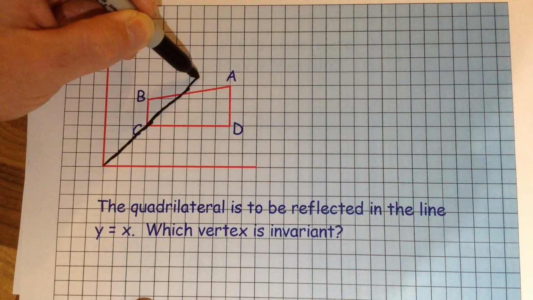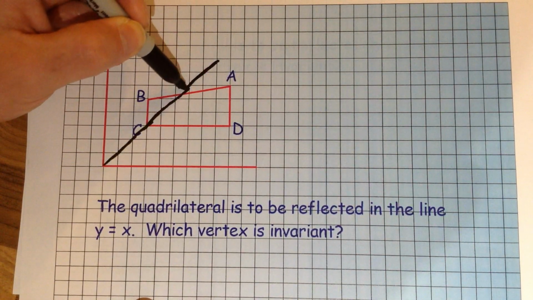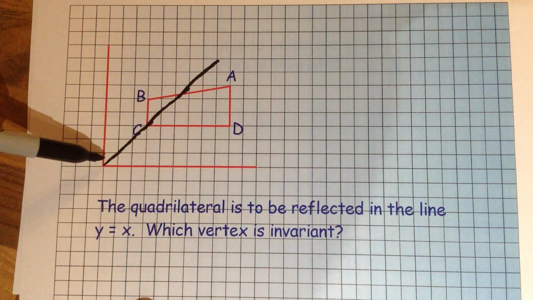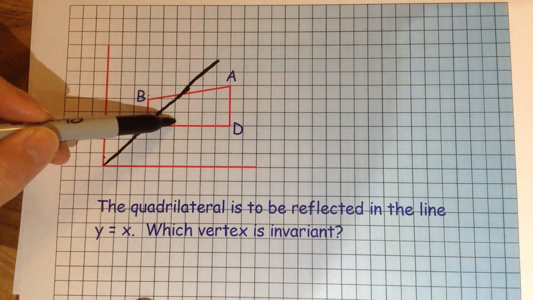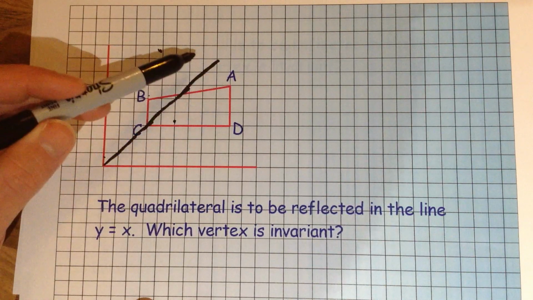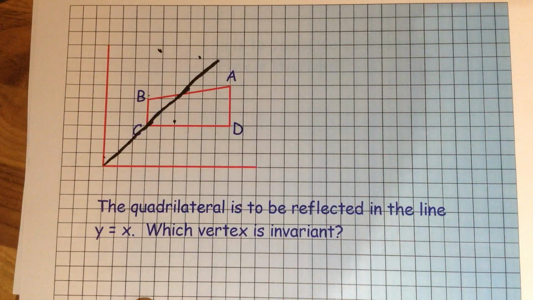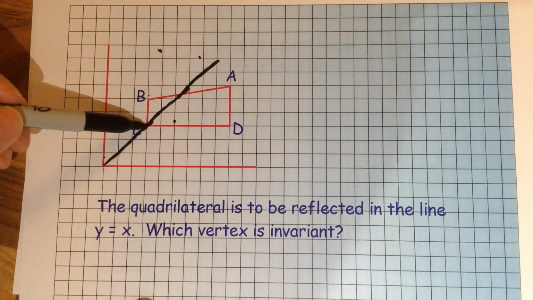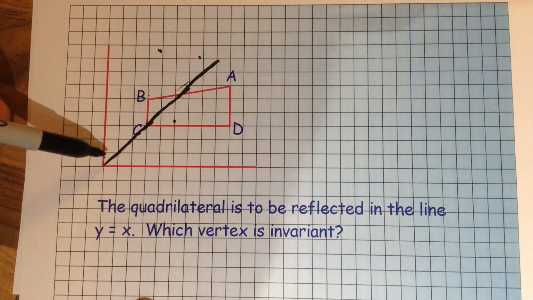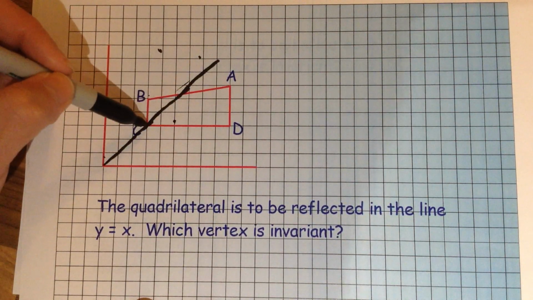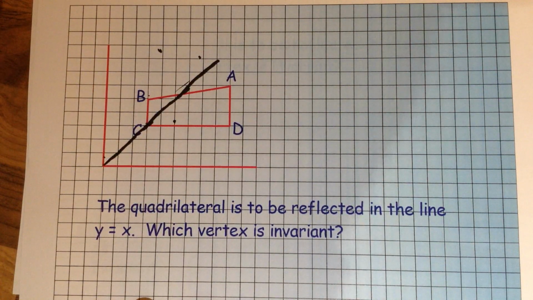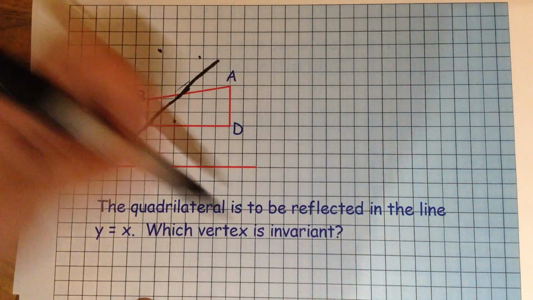So, very poorly drawn here without a ruler, you get something along the lines of that. Now if I were to reflect this shape in that line, B would move somewhere down here, D would move somewhere up this side, A moves over to the other side, so somewhere up here. The only point that wouldn't move is C, because that is actually on the line of reflection, the mirror line. So because that is on the line of reflection, C does not move, therefore when it says which vertex is invariant, which point doesn't move, C again.